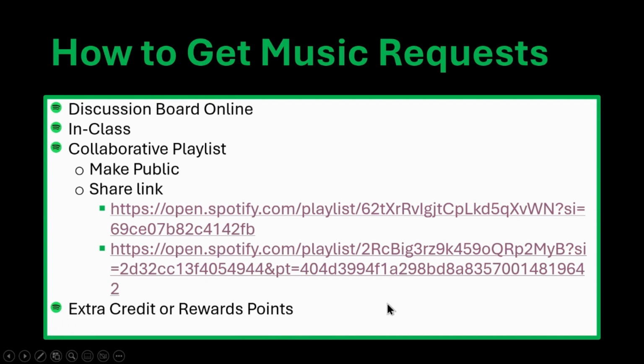Another way to help encourage students to make music requests is to give students extra credit or reward points, like the gamification system that you may have seen in one of my previous videos, where students earn points that they can cash in for rewards. And one way to earn those points is to submit music requests. I will say, if you're going to incentivize it, maybe have a cap on how many music requests students can make. I usually use up to 3. That also keeps the playlist more balanced, where everybody's music will probably have a chance of playing in class.